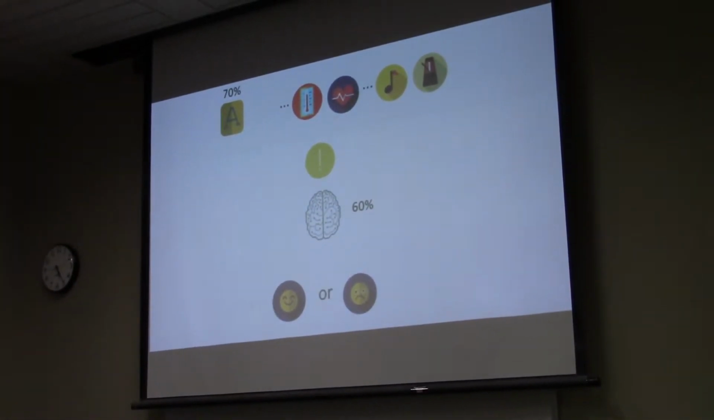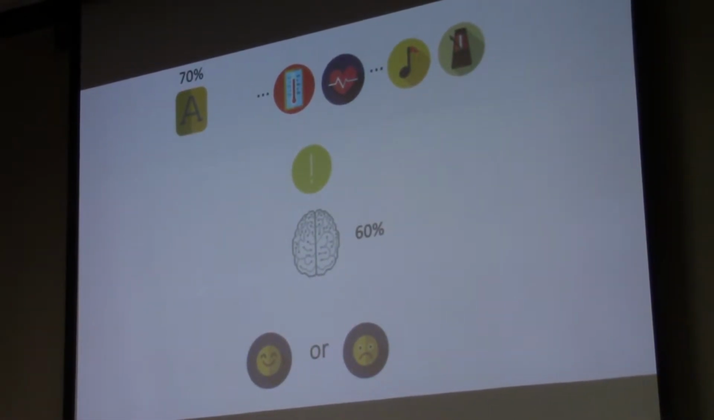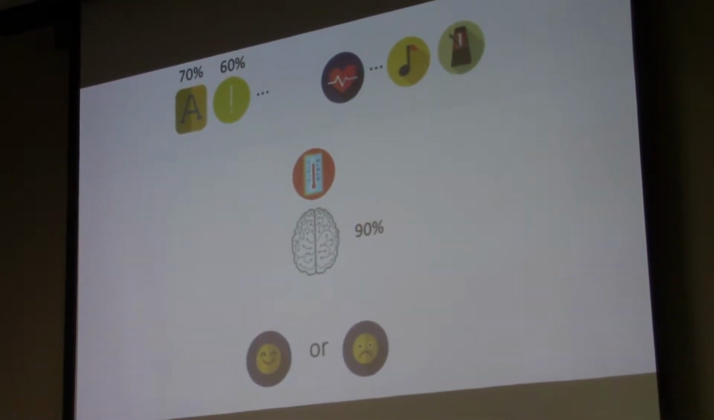Then you take your second feature, and you say, okay, how well does this do? 60% of the time, it's right. And then you cycle through all your features, and you find out, oh, this one's 90% of the time correct at predicting.